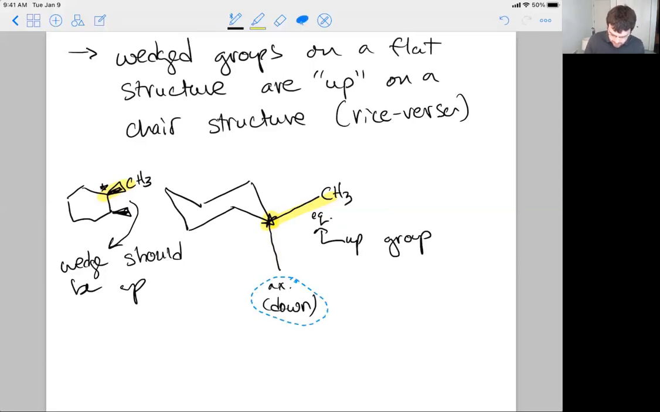Now what about my axial position? What do I do with that? Well, for every wedge, there must be a dash. That's going to be an important concept in this module. This is the first time I've said it, but for every wedge, there is a dash.